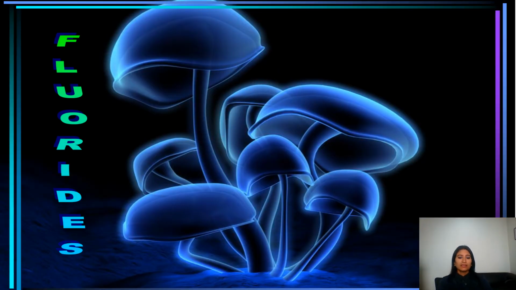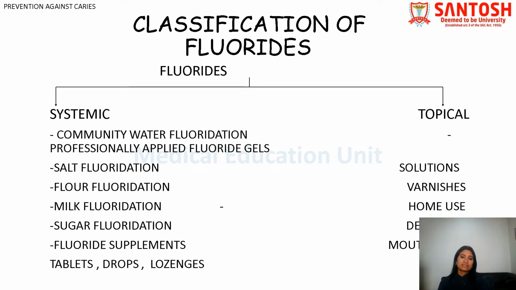Now, fluoride plays a major role in the prevention of dental caries. The fluorides can be classified into systemic and topical. Systemic will include community water fluoridation, salt fluoridation, milk fluoridation, sugar fluoridation, flour fluoridation, and fluoride supplements like tablets, drops, and lozenges. The topical fluorides can be classified into self-applied and professionally applied. Self-applied include solutions and varnishes, and for home use we have dentifrices and mouth rinses.